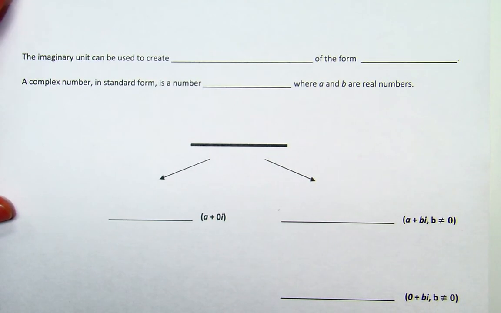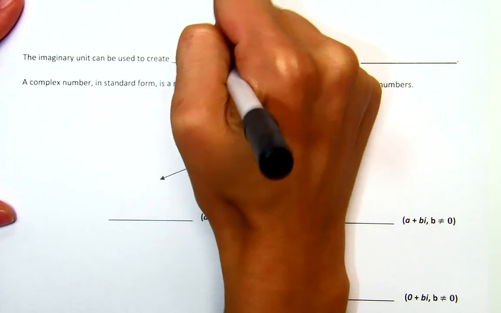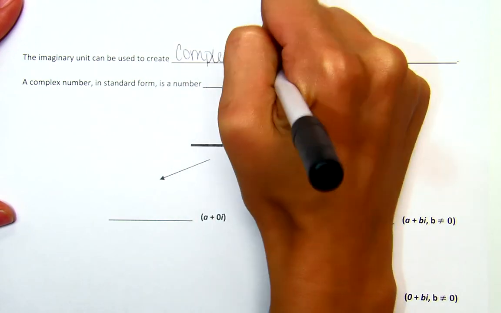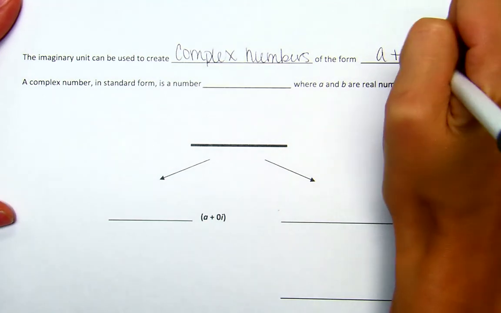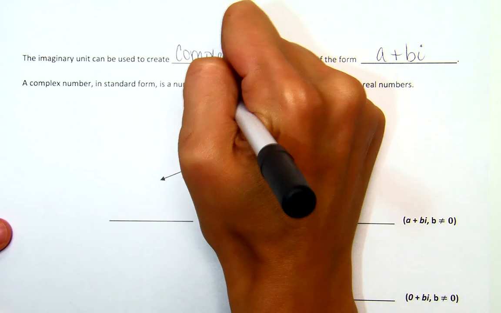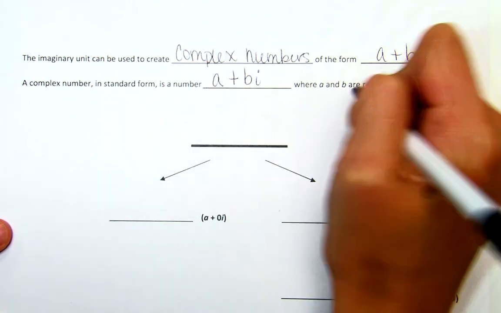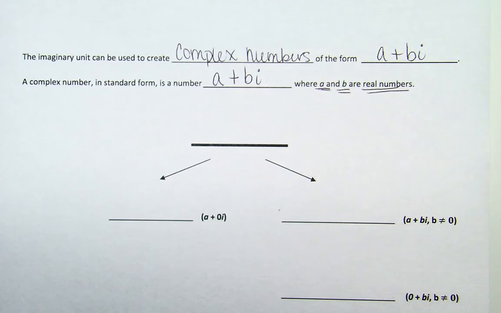So the imaginary unit can be used to create complex numbers of the form a plus bi. So complex numbers in standard form is the number a plus bi, where a and b are actual real numbers, okay? They're actual real numbers. So complex numbers are basically numbers that include imaginary numbers, okay?